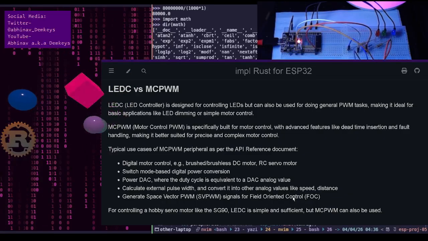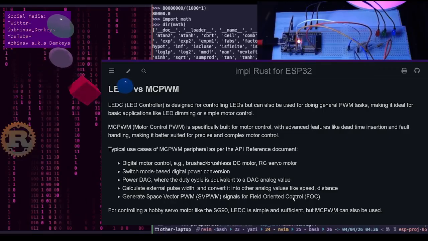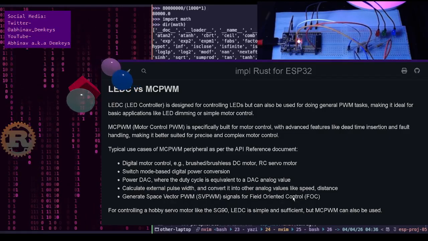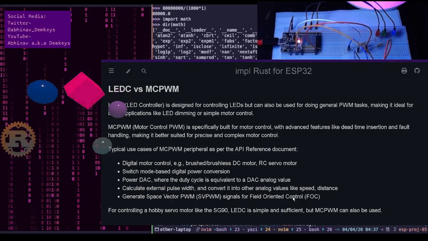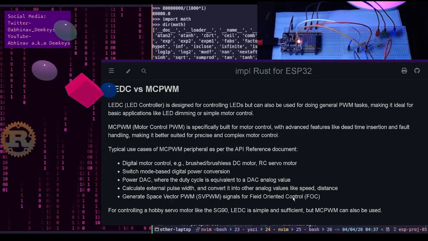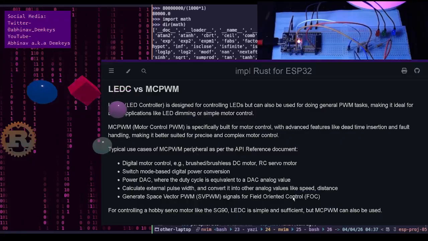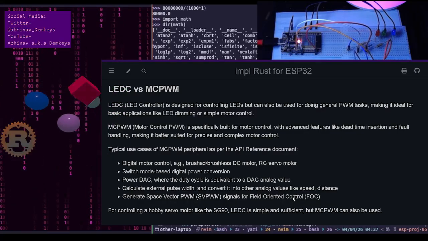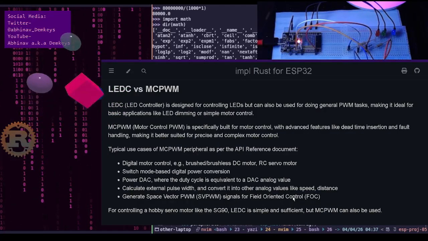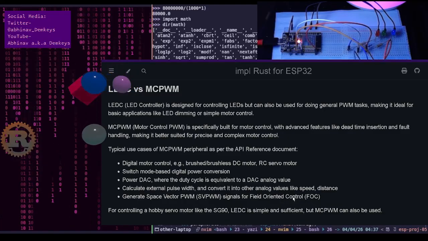Space vector PWM signals for field oriented control. I have never heard of this. Okay, for controlling a hobby servo motor like the SG90, that's what I have. These are those very small servo motors. LEDC is simple and sufficient, but MCPWM can also be used.